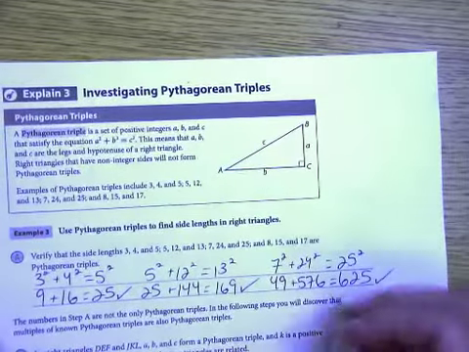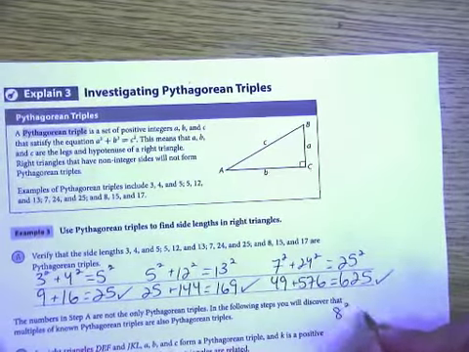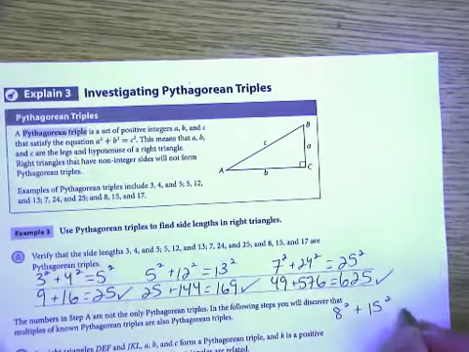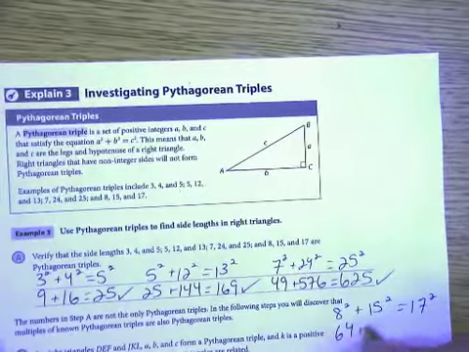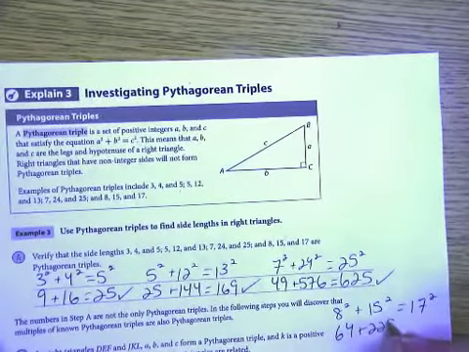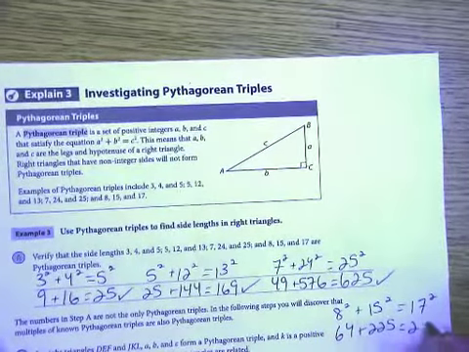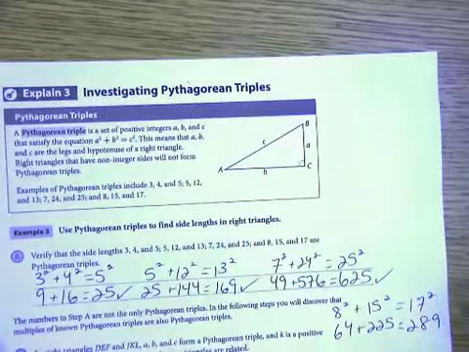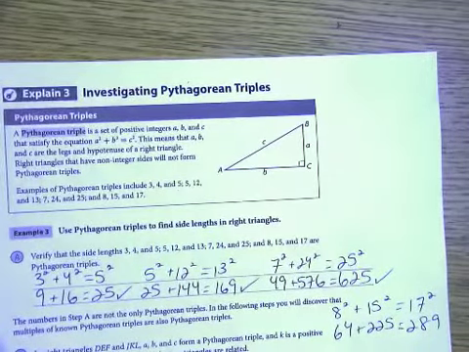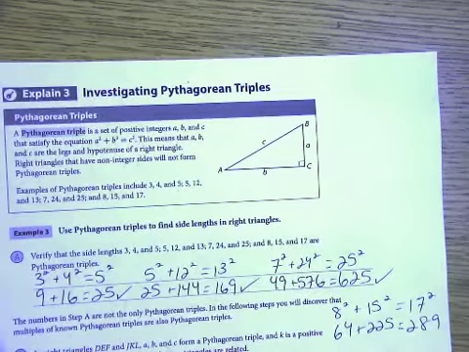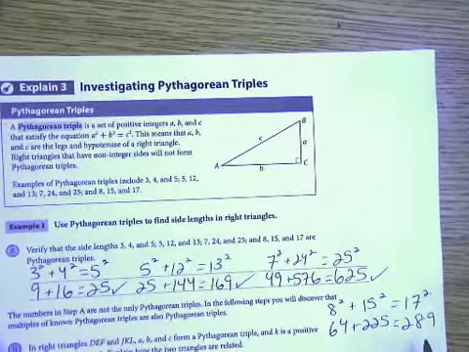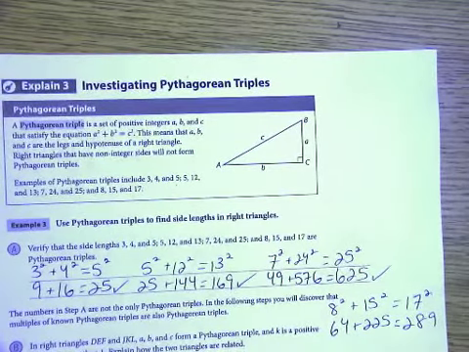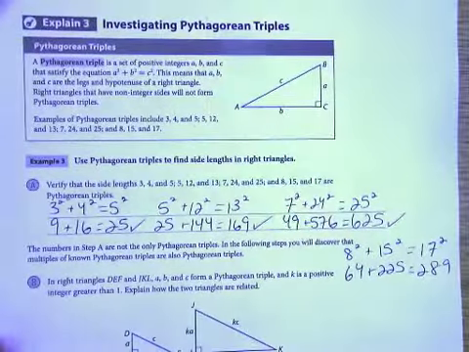And then the last one they wanted us to verify is 8, 15, and 17. 8 squared is 64. 15 squared is 225. When I add that together, I get 289, which happens to be 17 squared. Now, these are not the only Pythagorean triples, but I do know that multiples of Pythagorean triples will also be Pythagorean triples.